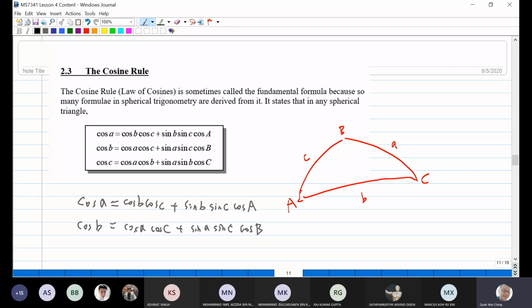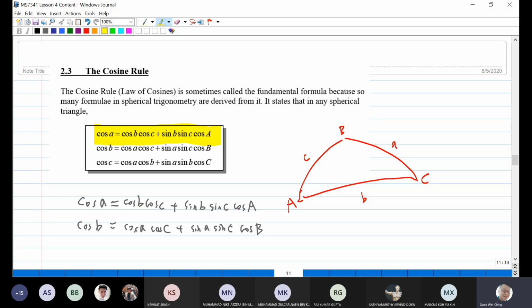Let's see the cosine law. The first statement of the cosine law is how everything tallies here. There are three, depending on how you label the angle. So cosine A equals cosine B cosine C plus sine B sine C cosine angle A. It basically looks like the law of cosines. The first two terms are cosine, the second two terms are sine, and then the angle A.